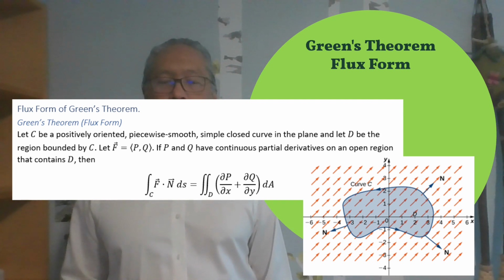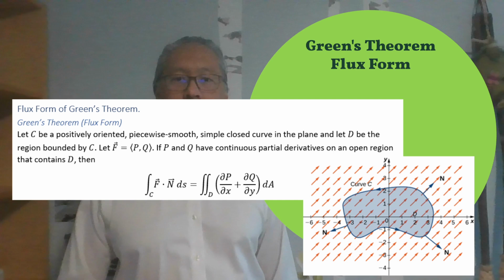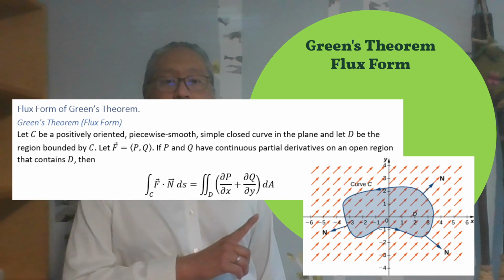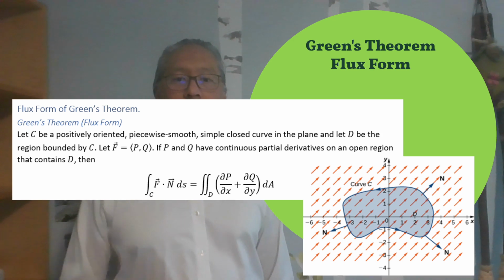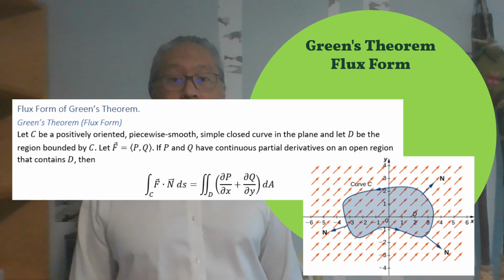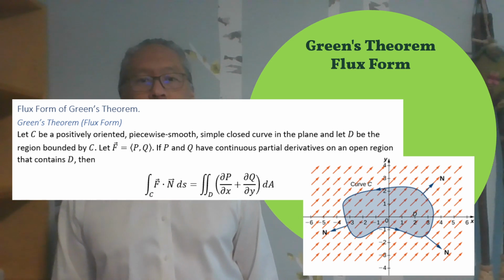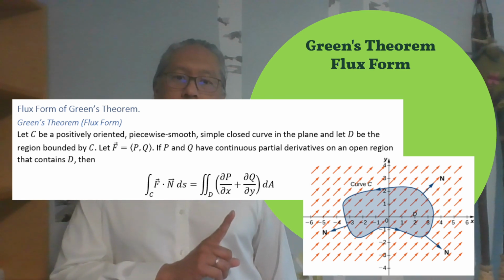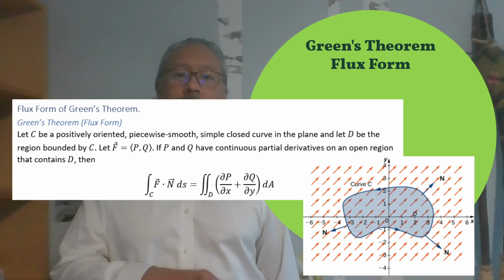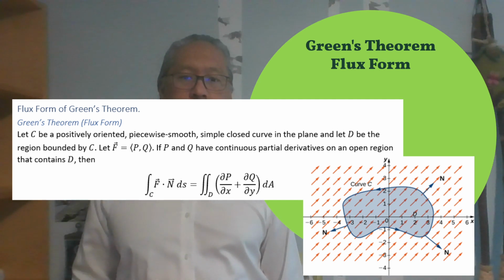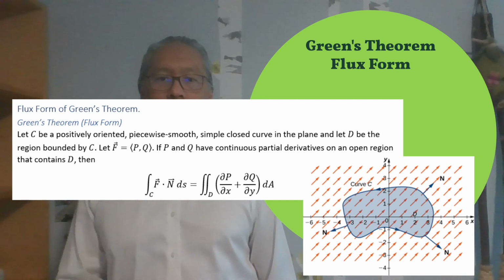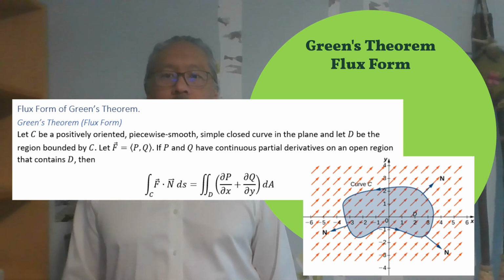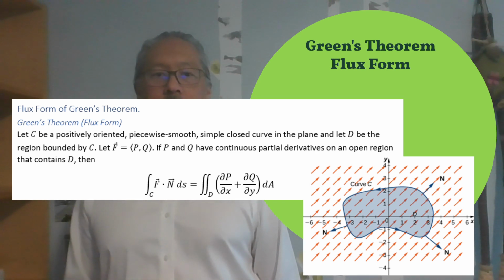We can then replace that again with a double integral, but this time instead of the partial of Q with respect to x minus the partial of P with respect to y, it's going to be the partial of P with respect to x plus the partial of Q with respect to y. We'll try to see what the relationship is between this derivative versus the other derivative that we've seen. Again, this is sometimes called the divergence version of Green's theorem.